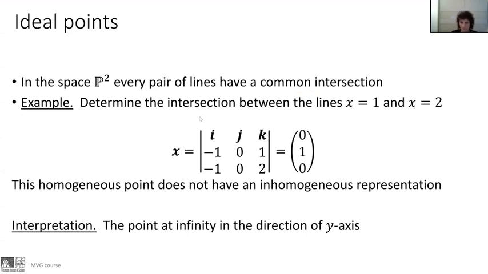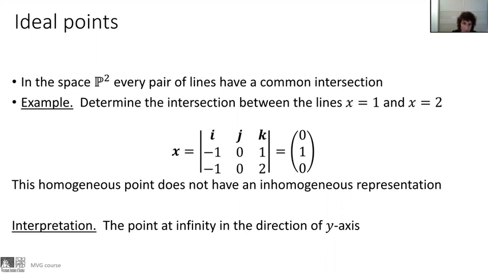Now let's take some other example. We have the lines x equal 1 and x equal 2. Please mute, please. We would like to understand what is the intersection between the line x equal to 1 and x equal to 2. We make the cross product and we get 0, 1, 0. This is a homogeneous point, but we don't have an inhomogeneous representation, as we saw before. And the explanation is that this is a point at infinity in the direction of the y-axis.